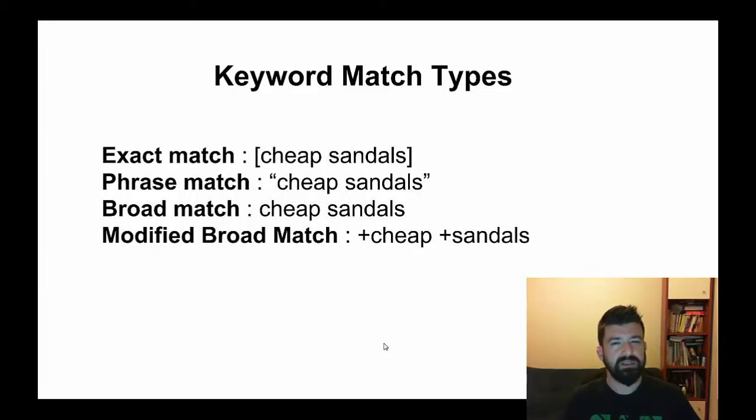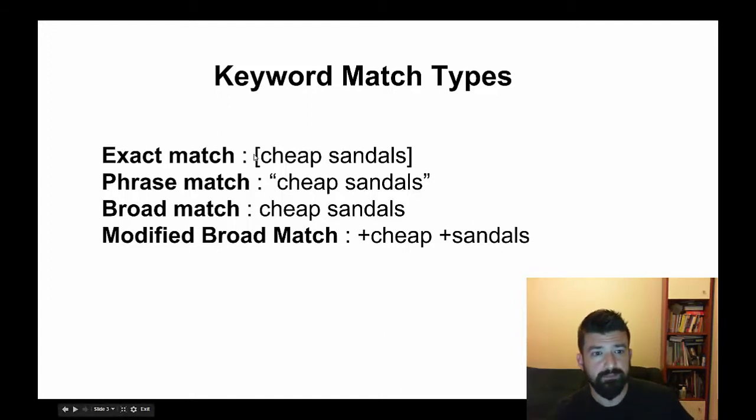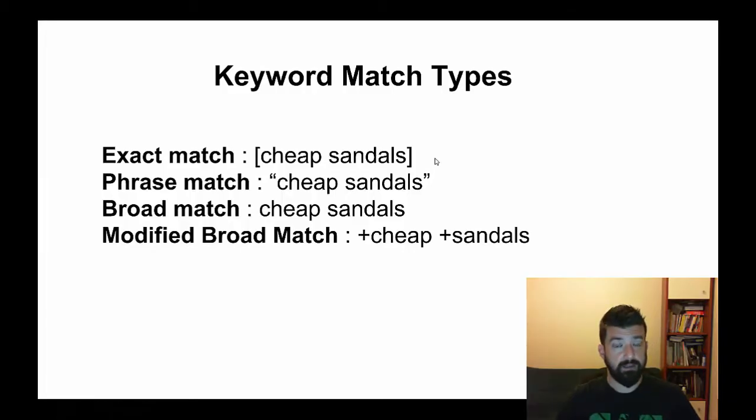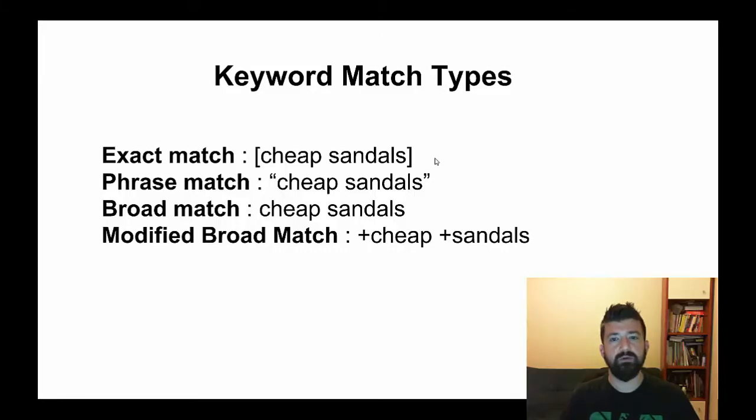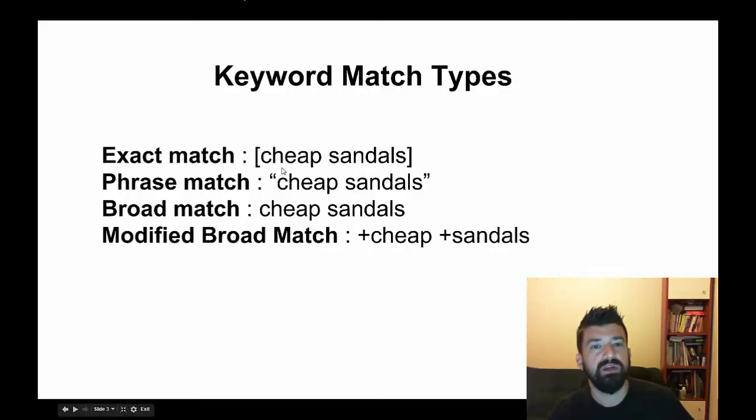So when someone searches for cheap sandals and we use these brackets, these are for exact match, and that means that our ad will appear only for cheap sandals. So if someone searches for cheap sandal, our ad won't appear. If someone searches for red cheap sandals, our ad won't appear. It will appear only when someone searches the exact same thing. This is why we call it exact match, cheap sandals.